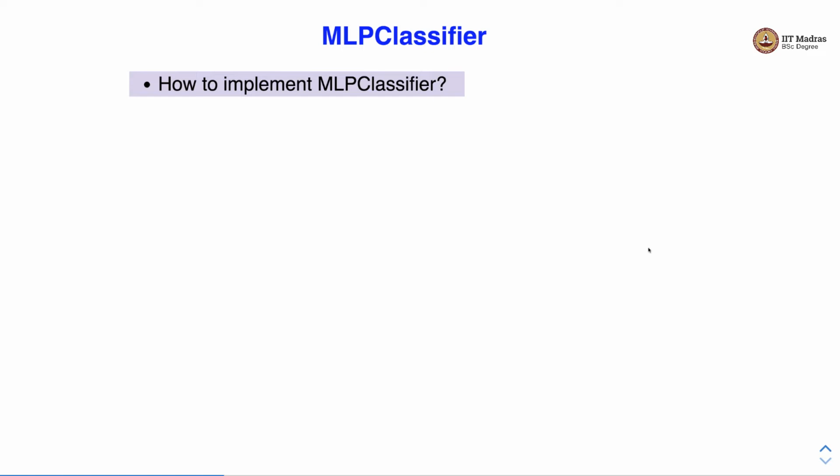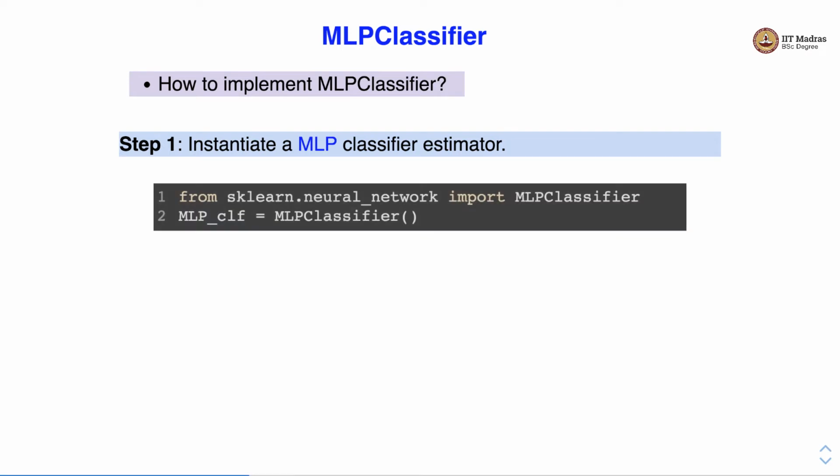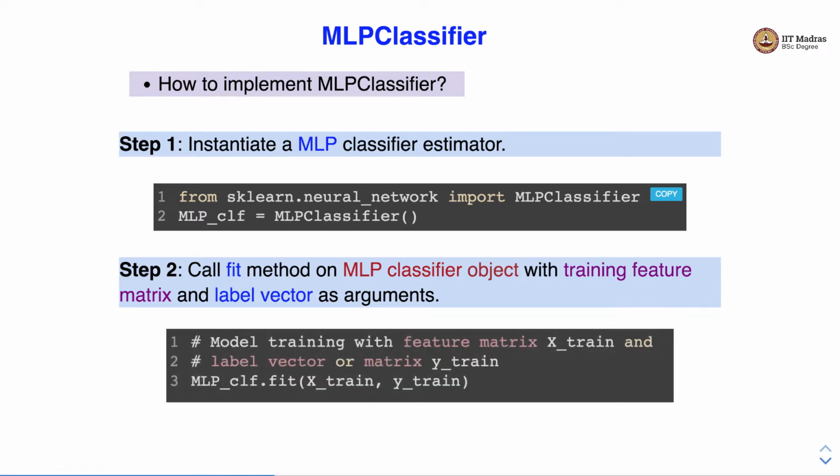Let's see how to implement the MLP classifier. We first instantiate MLP classifier estimator object. So MLP classifier is implemented in sklearn.neural_network module. We first instantiate MLP classifier with all default arguments. Then we call the fit method on MLP classifier object with training feature matrix and label vector as arguments.